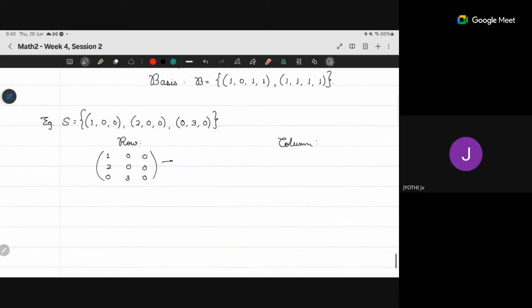And in the second step, you'll get this, right? 0, 0, 0, 0, 3, 0. I'll make it 0, 1, 0. And then I'll interchange it and I'll get 1, 0, 0, 0, 1, 0, 0, 0, 0.